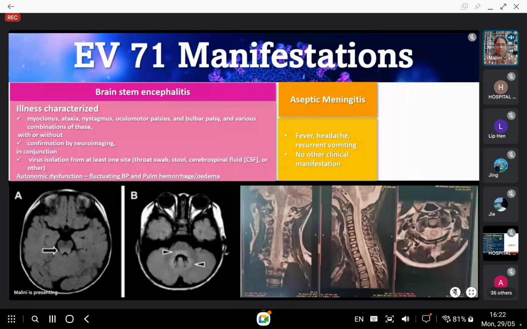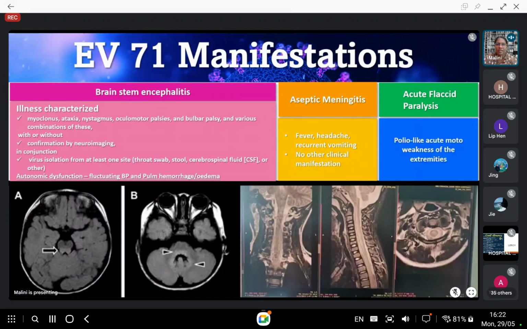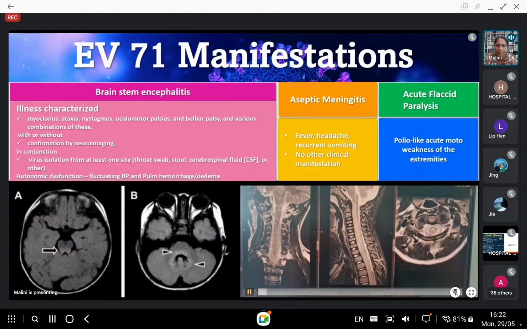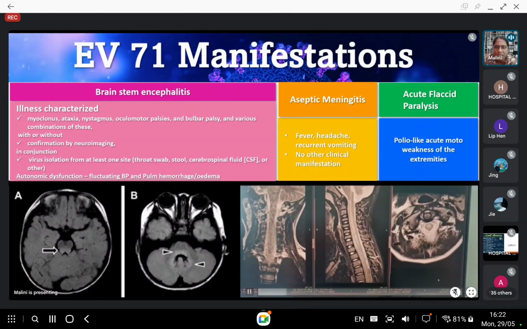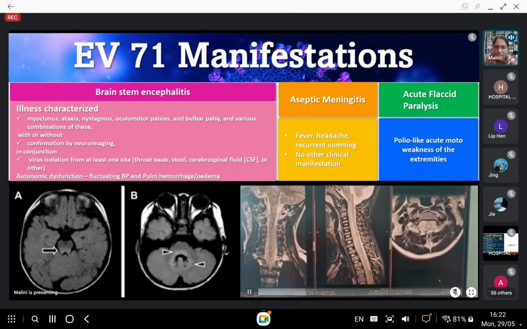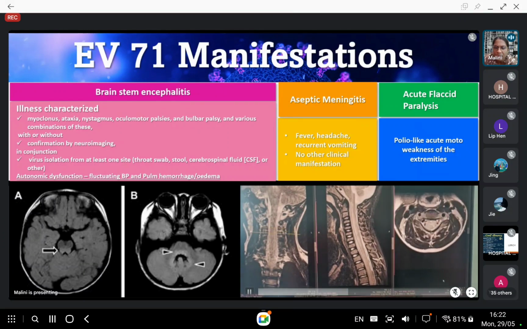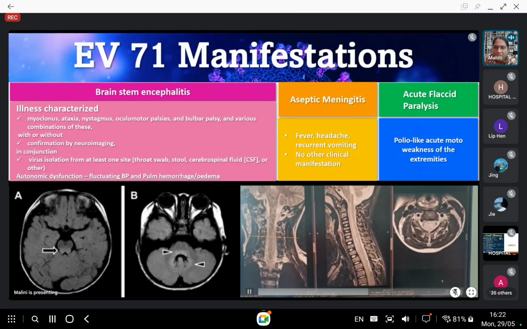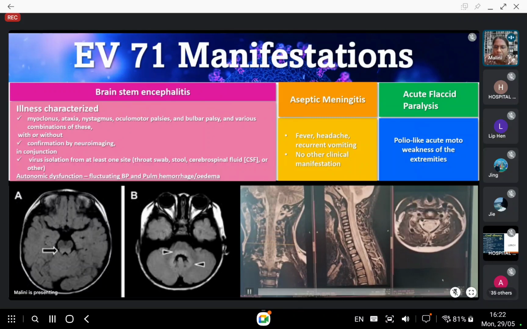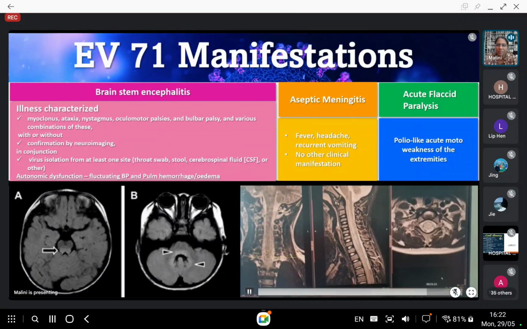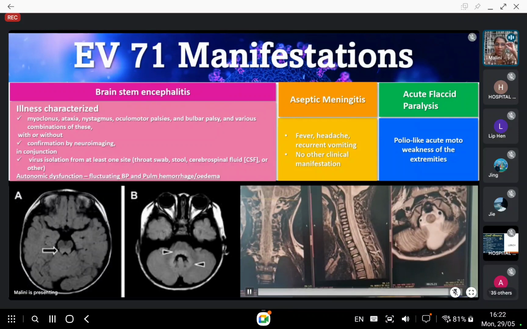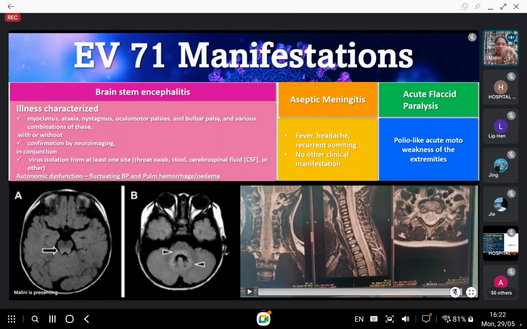Aseptic meningitis is not very severe, and just presents with very non-specific symptoms. The other very important manifestation is acute flaccid paralysis, and it is a polio-like presentation. And I think it's perhaps not that clear, but you can see subtle hyperintensity here at the anterior horn cell on the left side of the spinal cord, and this child presented with acute left upper limb monoparesis, motor involvement alone with sensory completely spared. So that's classical of acute flaccid paralysis.